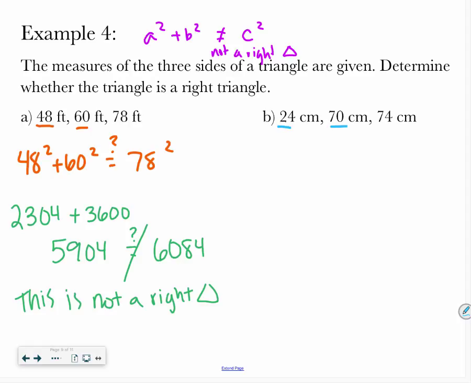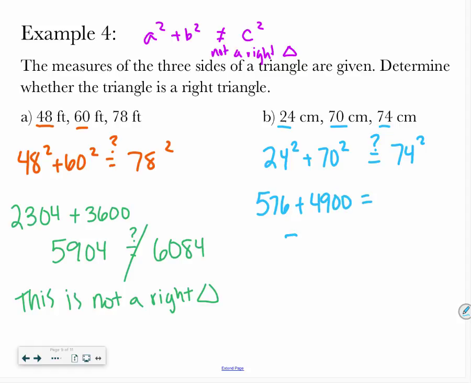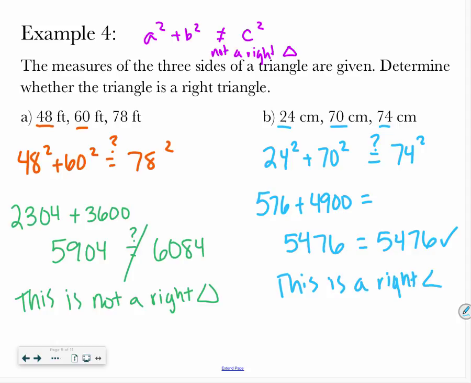Okay, let's look at our next one. We have 24 and 70 as my smaller sides, and I want to know, do those equal our longest side squared? So 24 squared gives me 576. 70 squared gives me 4,900. And if I add those together, I get 5,476. And if I take 74 squared, I get 5,476. So I know this one is a right triangle.